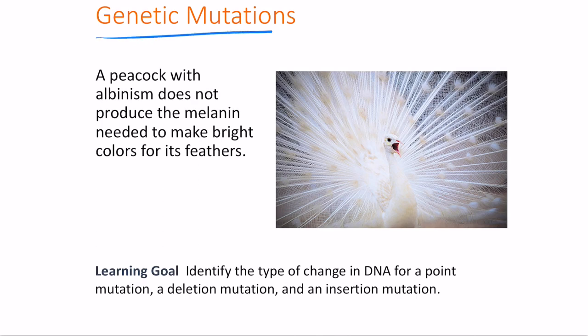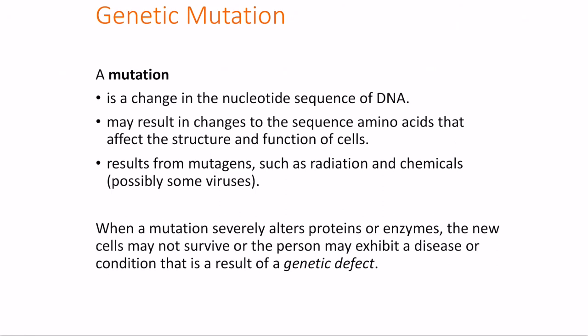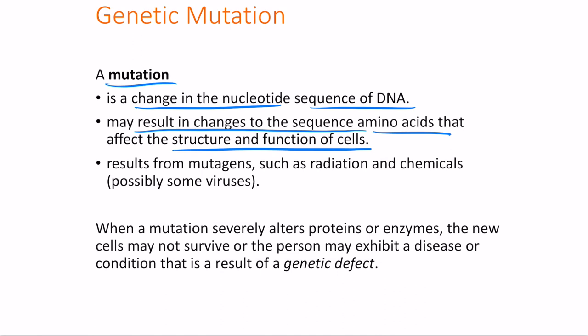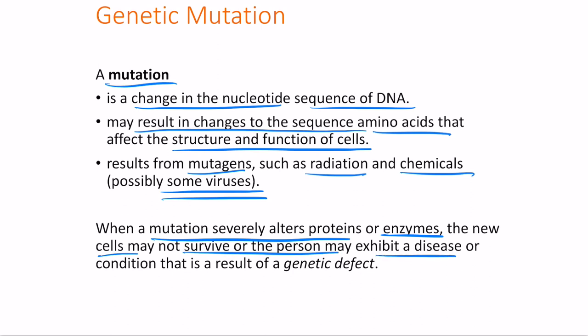Next, let's talk about genetic mutations. A common example of this is a peacock with albinism. It does not produce the melanin needed to make the bright colors for its feathers. A mutation is basically a change in the nucleotide sequence of the DNA, and it may end up resulting in a change in the sequence of amino acids that affects the structure and function of the cells. These are generally from mutagens such as radiation and chemicals, possibly some viruses as well. When a mutation severely alters the proteins or enzymes, the new cells may not survive or the person may exhibit a disease. We call this a genetic defect.